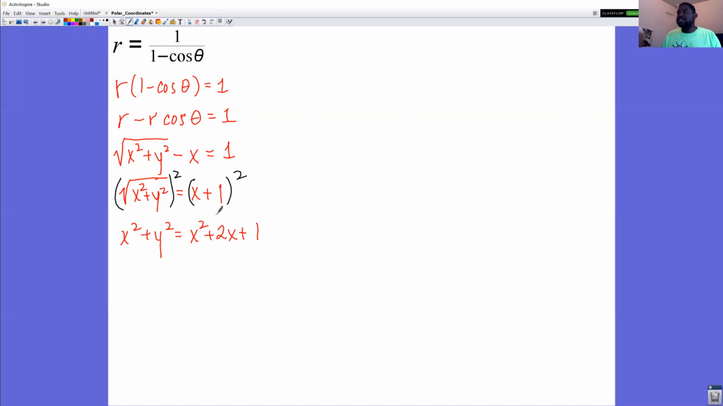And then we're going to subtract x squared from both sides, and you get y squared equals 2x plus 1. As you can see, we only have a y squared term. There's no x squared term. So if you recall, that takes the form of a parabola. So this is a parabola. I'm just going to come here and write it down.